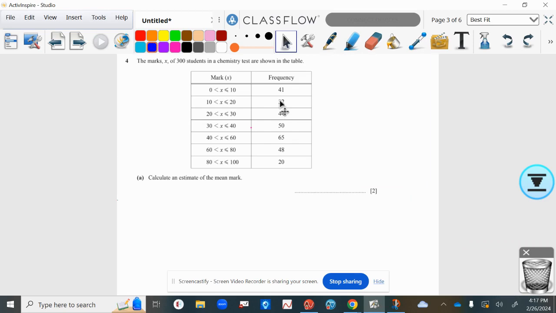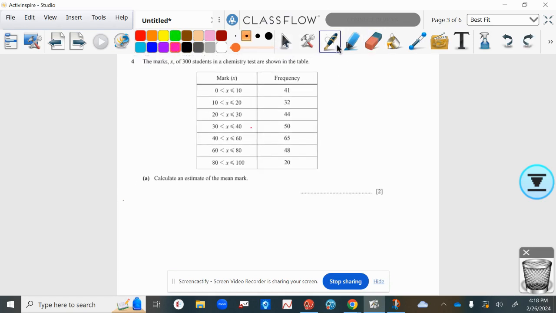Because we don't know what the actual marks are, all we know is there are 41 marks between 0 and 10. So in order to estimate the data, I'm going to call it M for midpoint, even though I put X on my spreadsheet. The midpoint between 0 and 10 would be 5. So you add them together, divide by 2. Just keep on doing these.